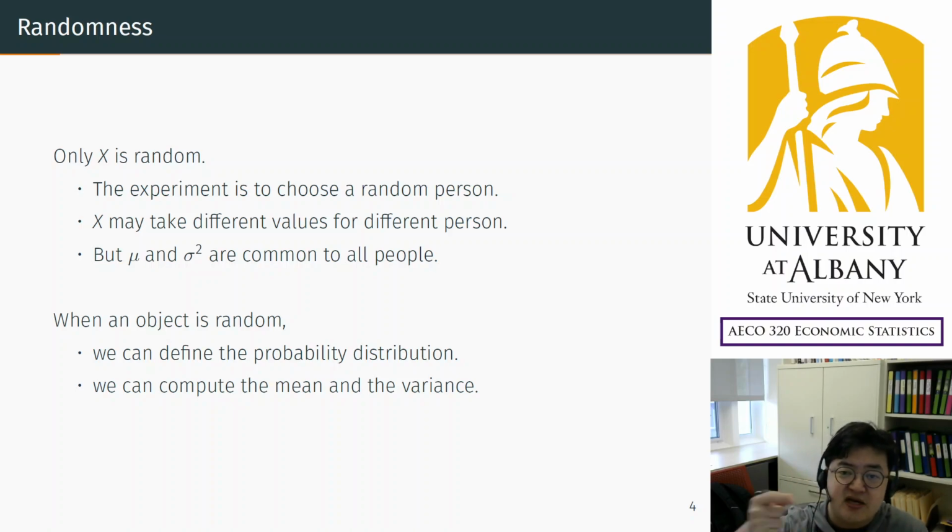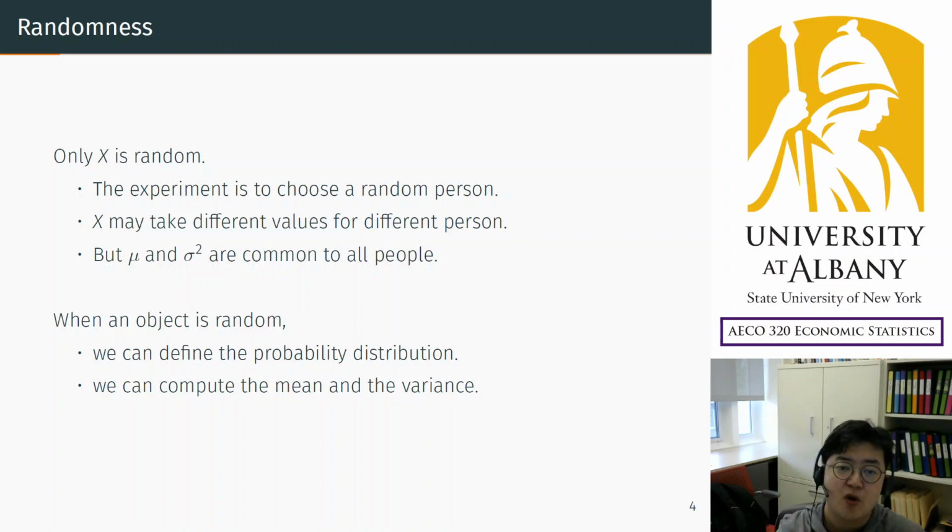So if something is random, then different experiments may give different outcomes, different values, right? So in this case, an experiment is to randomly choose a person and ask his or her annual income, right? So if you choose a different person, the income can be different, depending on who you choose. Your outcome can be different, so the outcome is random.